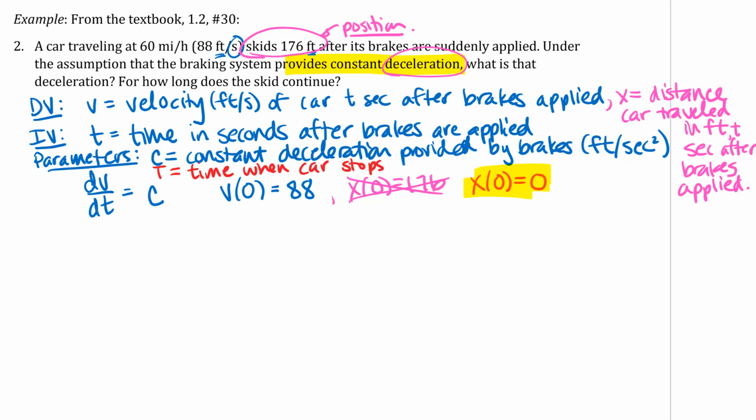And that would be measured in seconds after the brakes are applied. So that's really a parameter, because that's a constant value. I don't know what it is, so it's an unknown constant, but x of capital T is 176. That's really what the 176 tells us.